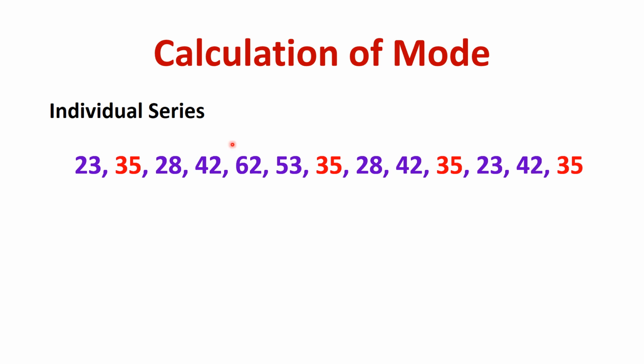And again see the 23. 23 has occurred once, and 28 first time, second time. Like that, all other items have occurred twice or thrice, but 35 has occurred 4 times. That is why we say that the mode of this series is 35. So it is very easy to find the mode in the case of an individual series.